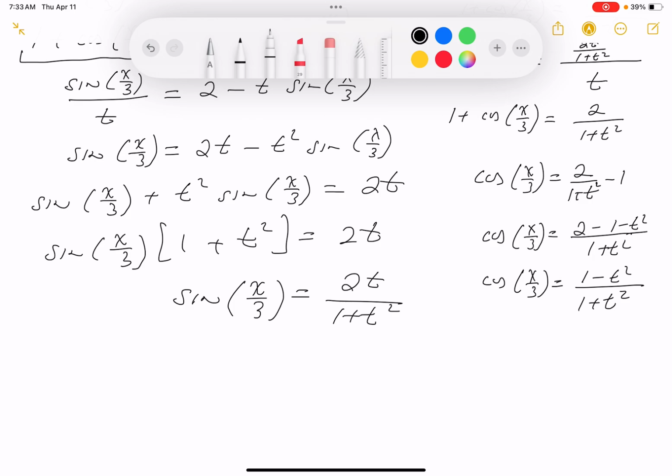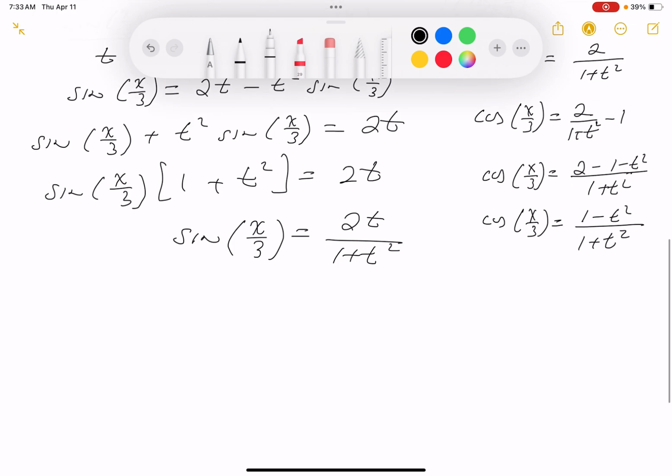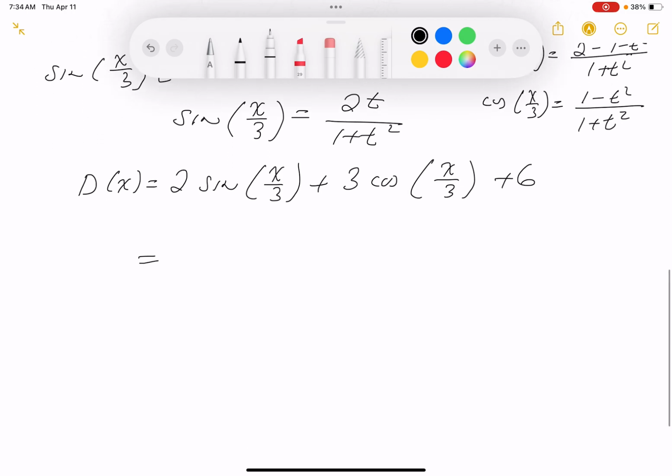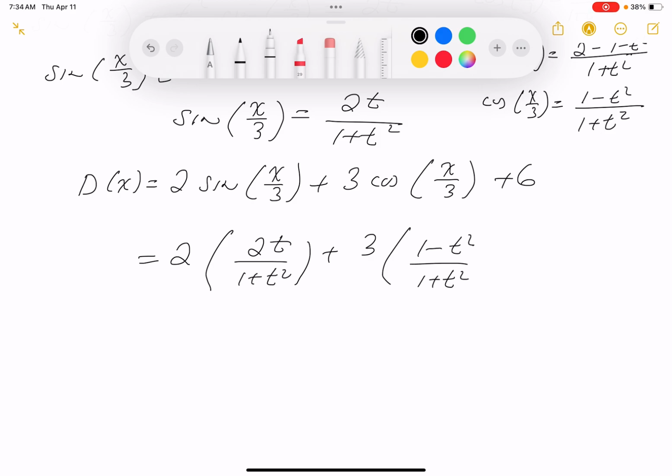All right? So we're at the stage now where I can make a substitution, and I want to go through that with you. I'm going to write D down again. D is a function of x, and the students have the paper in front of them, looking at the function. It's 2 sine x over 3 plus 3 cosine x over 3 plus 6. And what they want to do is make a substitution now. So I'm going to put that down. It's going to be 2, and the sine of x over 3 is 2t over 1 plus t squared, plus 3, and cosine of x over 3 is 1 minus t squared over 1 plus t squared, and then plus 6.